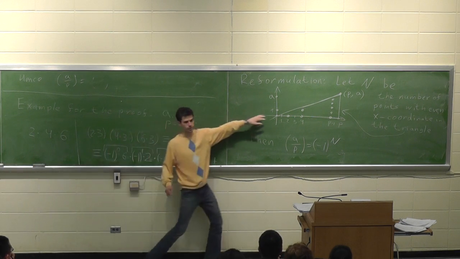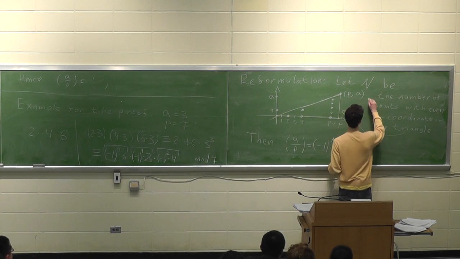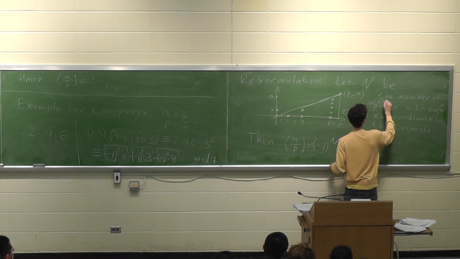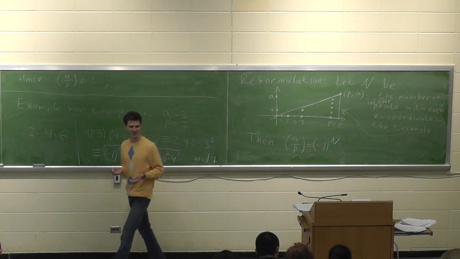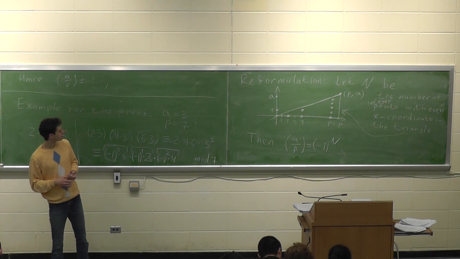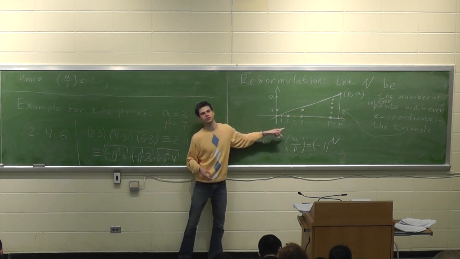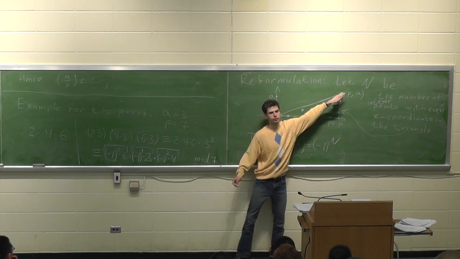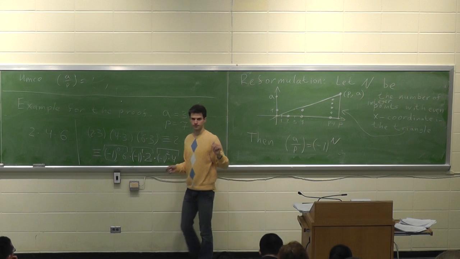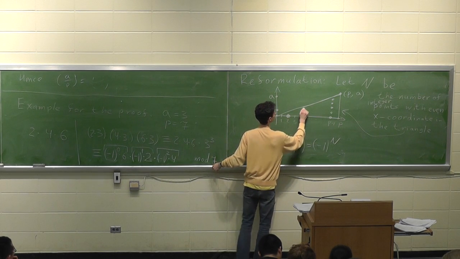Y coordinate should be integer, yes. Number of integer points, yes. Otherwise, there are just too many points. Yes, number of integer points with even x coordinate and inside of this triangle. Strictly inside, not including 0 and not including this surface. So, these points. This point, this point, this point.